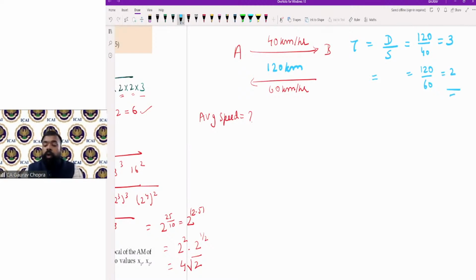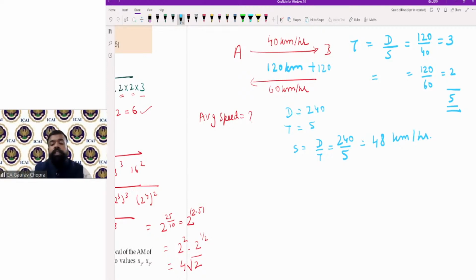So in total, how many hours is there? 5 hours. Now, how much is the distance traveled? 120 from A to B, and then again coming back is also 120. So total distance traveled is 240. Now, time taken is how much? 5. So what will be the average speed? The speed is equal to distance upon time. 240 upon 5 gives 48. So 48 kilometers per hour is the correct speed.